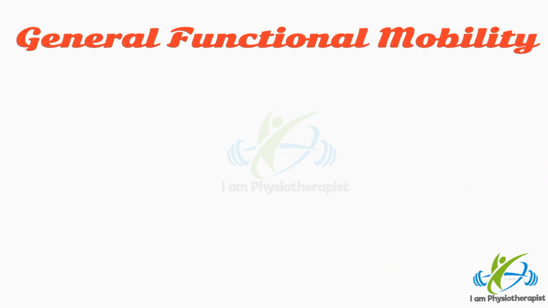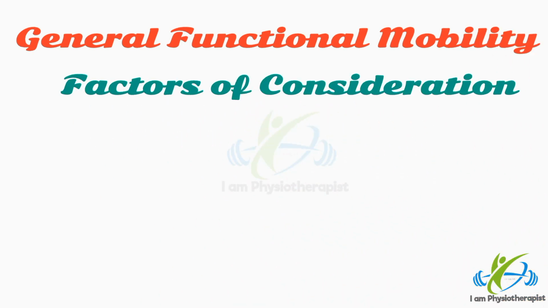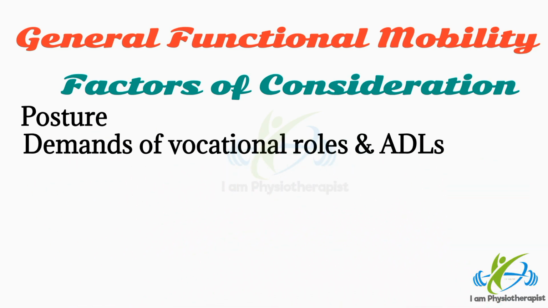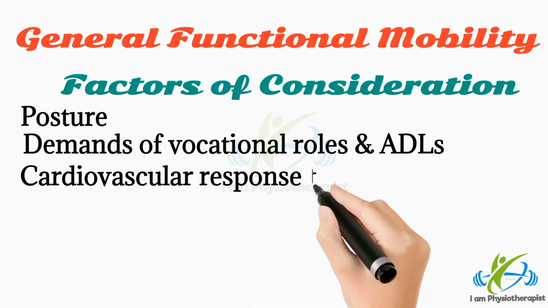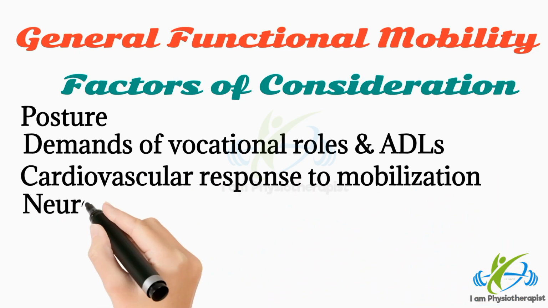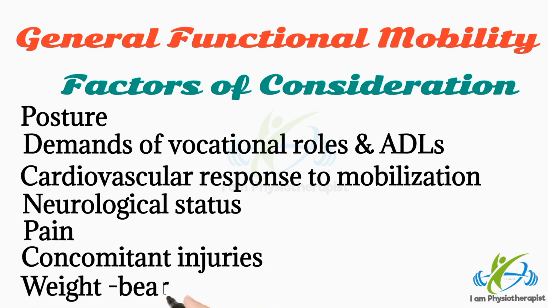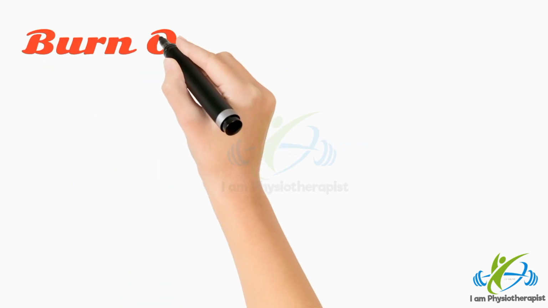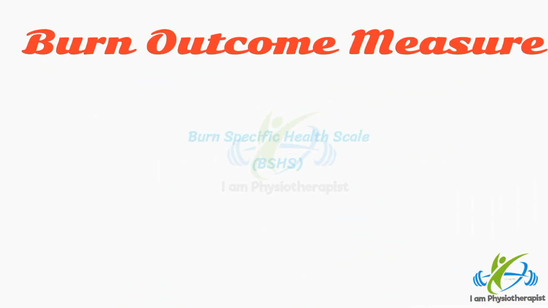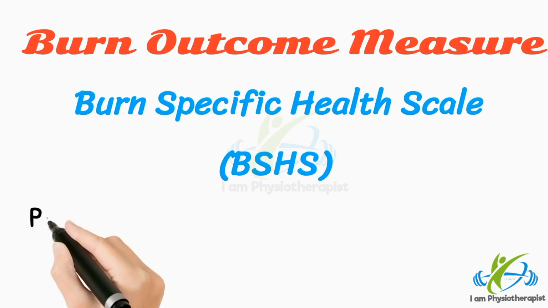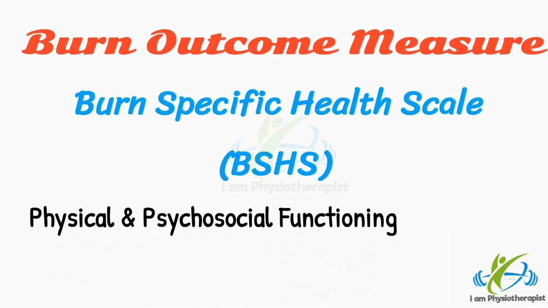General functional mobility. Factors to consider when assessing mobility: posture, demands of vocational roles and ADLs, cardiovascular response to mobilization, neurological status, pain, concomitant injuries, and weight-bearing status. Burn Outcome Measure. Burn-specific health scale. It is widely used within the area of burn to examine the physical and psychosocial functioning of burn patients and their quality of life.